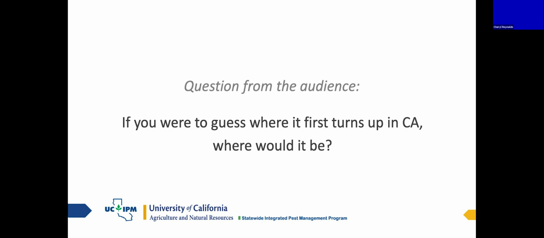Okay. And so there's a question, if you were to guess where this would first turn up in California, where do you think it would be? Somewhere in Southern California, I would assume. That's really hard to say though, because again, when you have all of these people and the potential for the movement of wood, if they have the right alternate host there to move from the wood into a natural tree stand, then that's all it really takes.